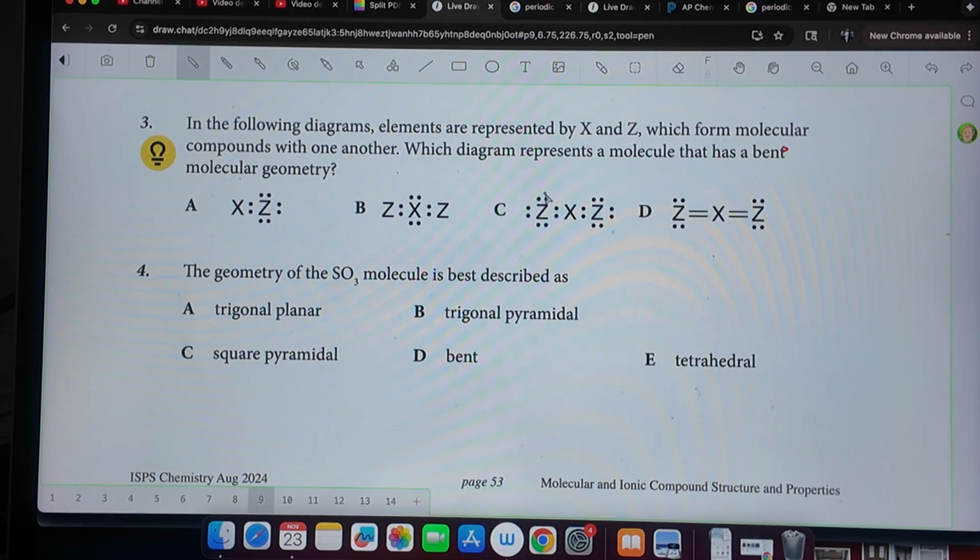So I would say this one is bent because this one has the two attachments here, right? One, two, and then it has one lone pair here, and then it has one lone pair here.